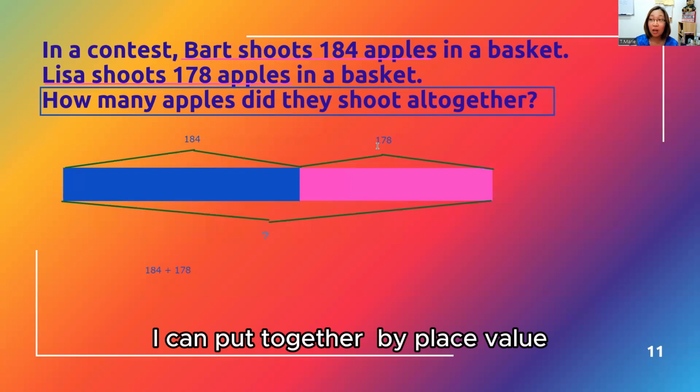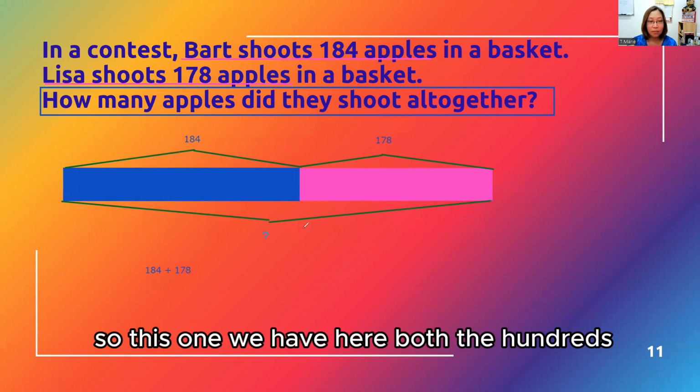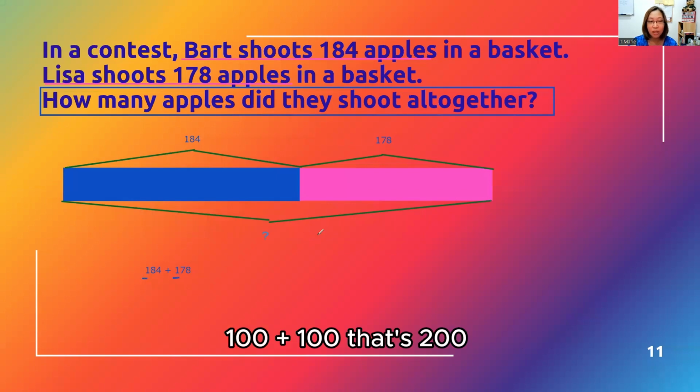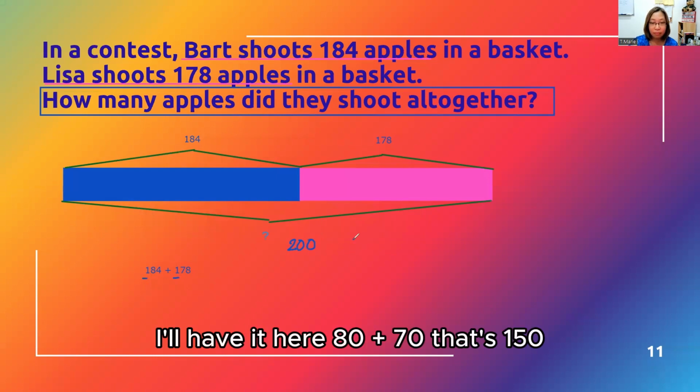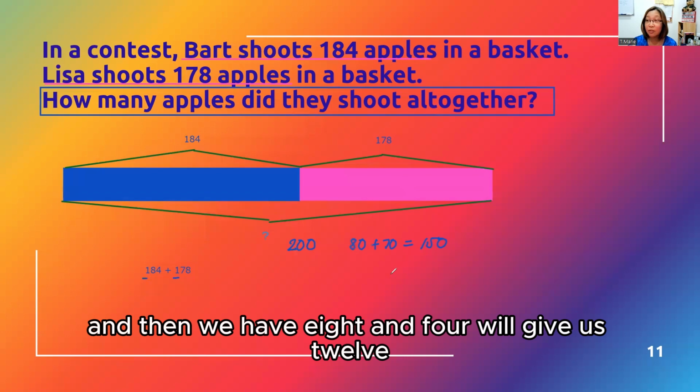I can put together by place value. All right. So this one, we have here both the hundreds, 100 plus 100, that's 200. And then 80 plus 70, I'll have it here, 80 plus 70, that's 150. And then we have 8 and 4 will give us 12.